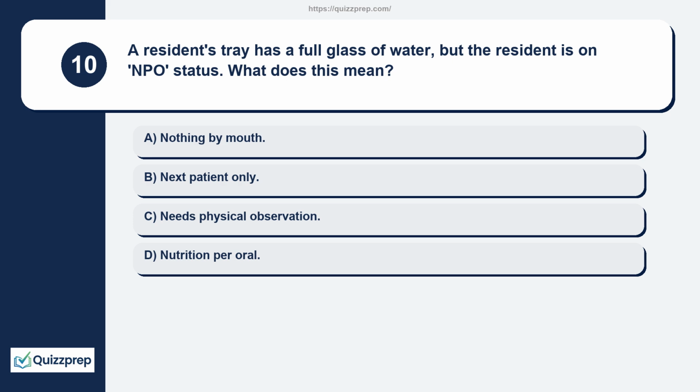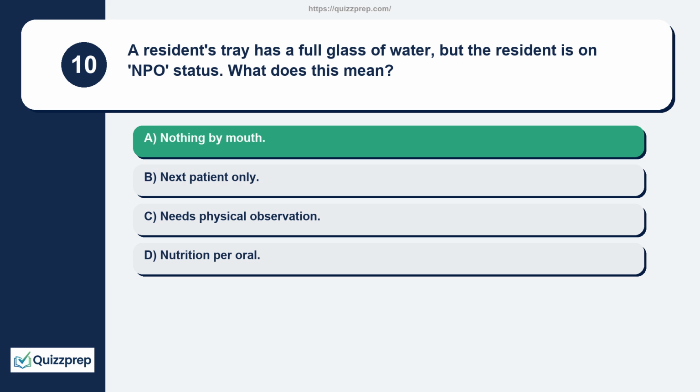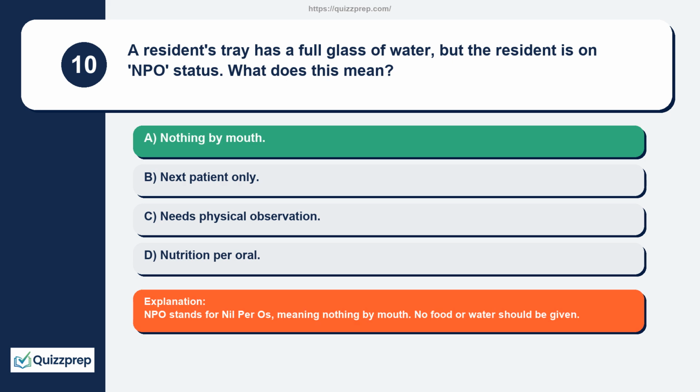Question 10. A resident's tray has a full glass of water, but the resident is on NPO status. What does this mean? Nothing by mouth. Next patient only. Needs physical observation. Nutrition per oral. NPO stands for nil per os, meaning nothing by mouth. No food or water should be given.